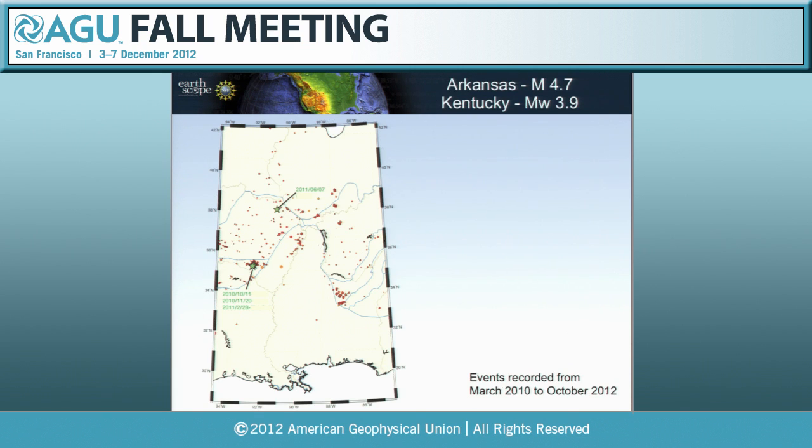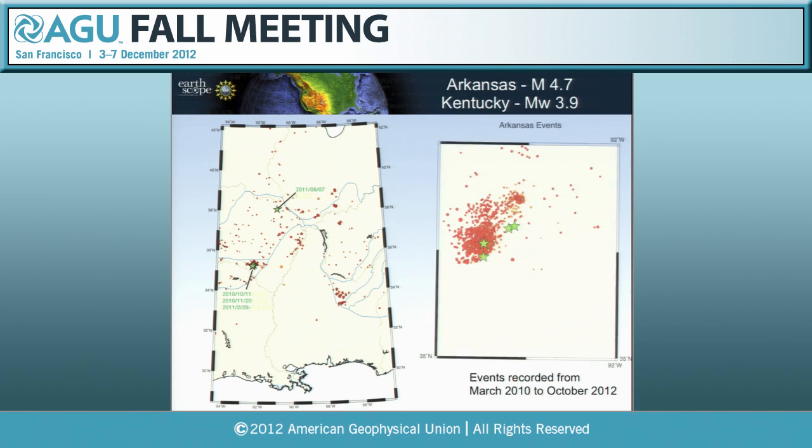Next. In Arkansas, similar thing. We have the 4.7 in eastern Arkansas, and then we have a 3.9 in Kentucky. Next. And then, it doesn't look that dissimilar from what Bob was showing earlier about the Arkansas earthquake. So we're having fairly consistent views of the data itself.